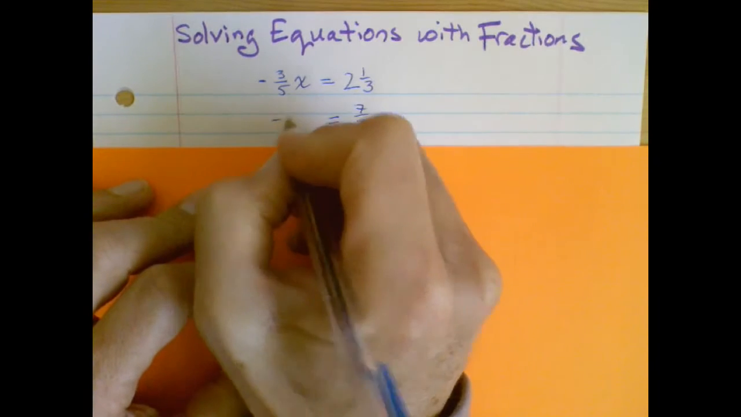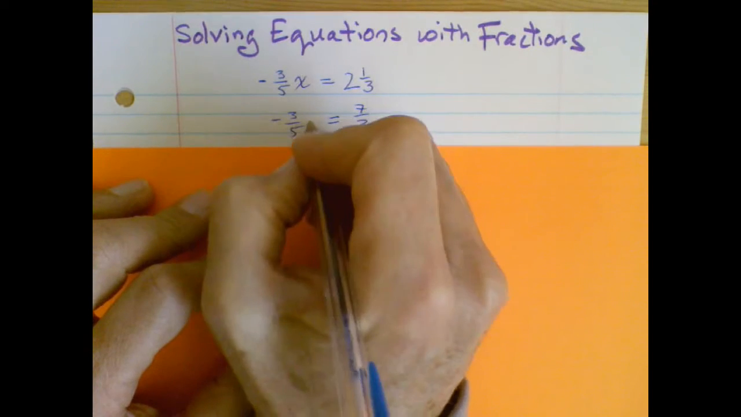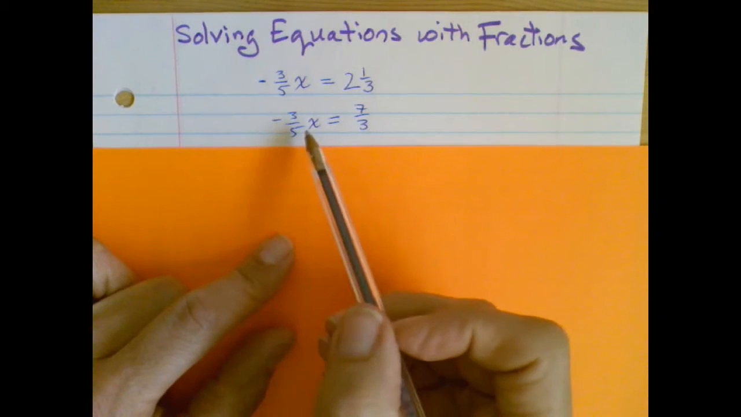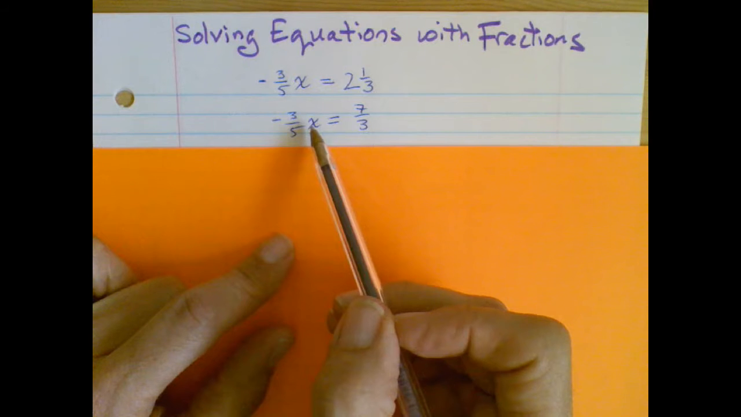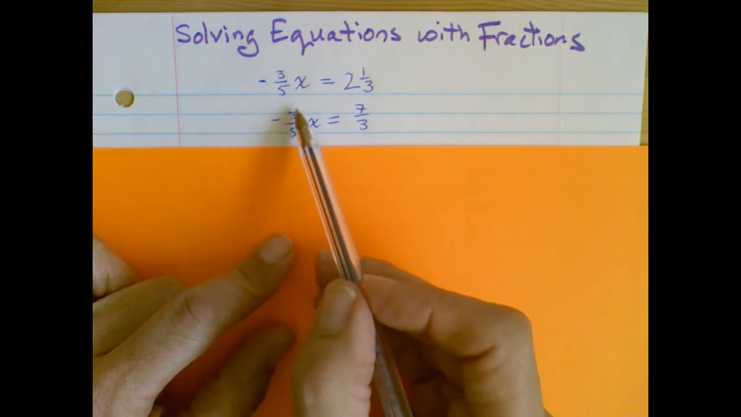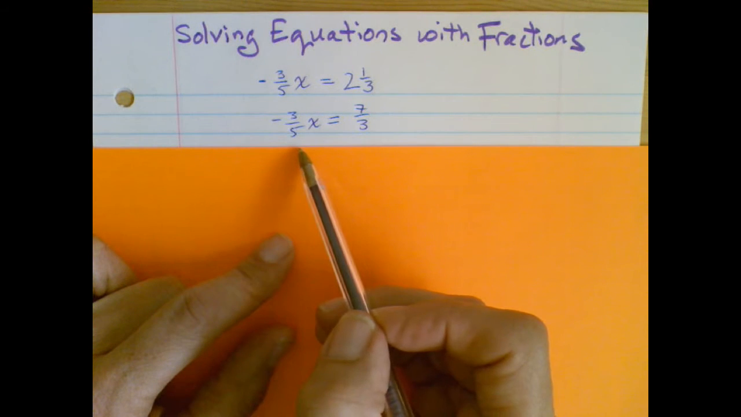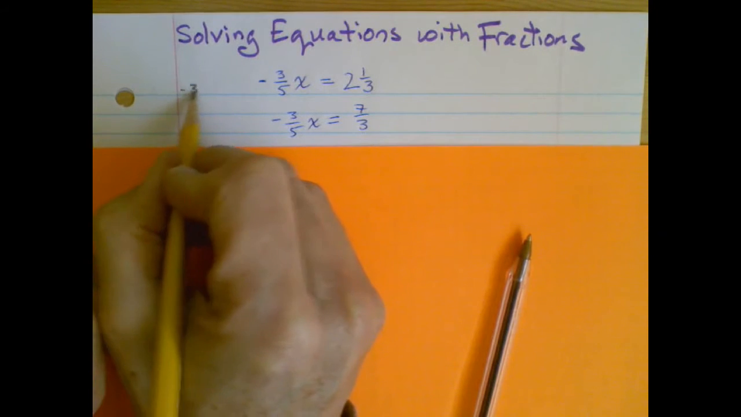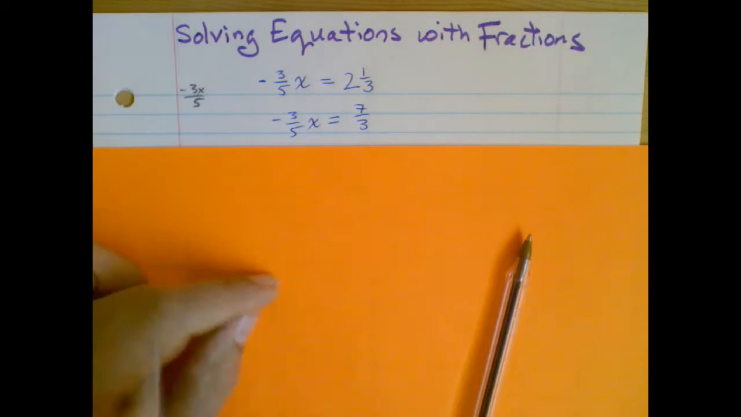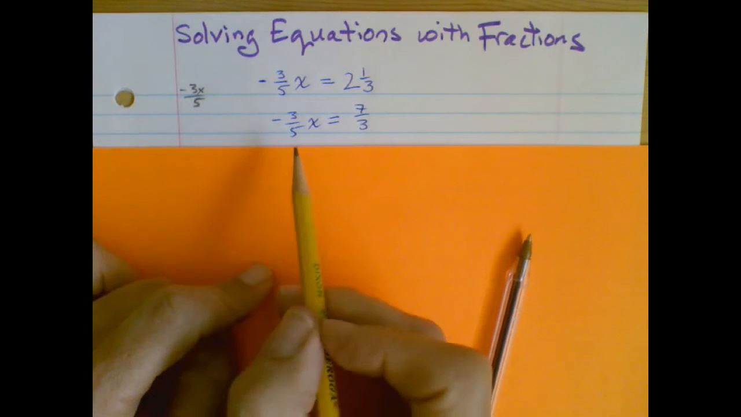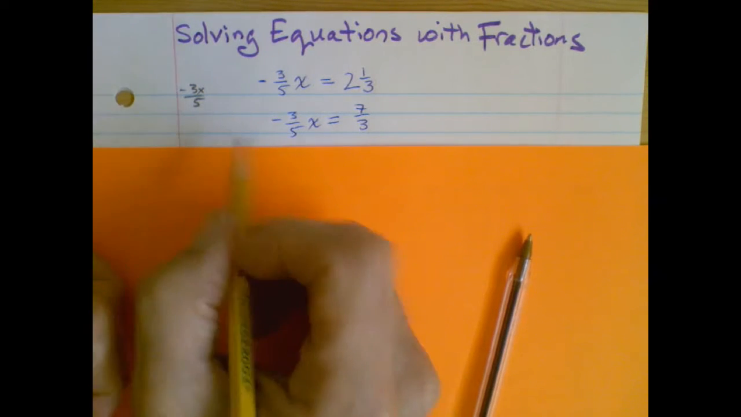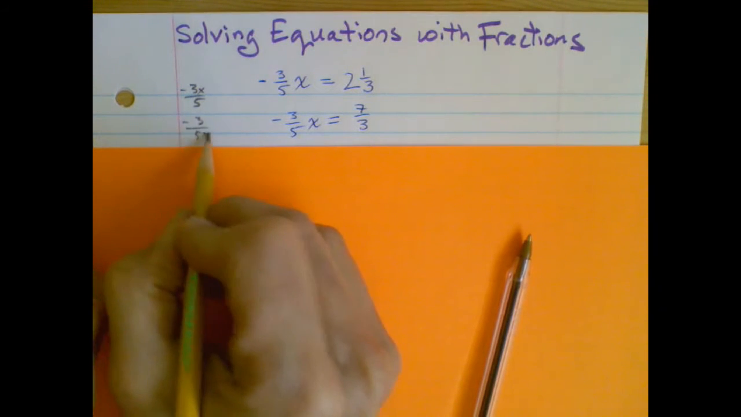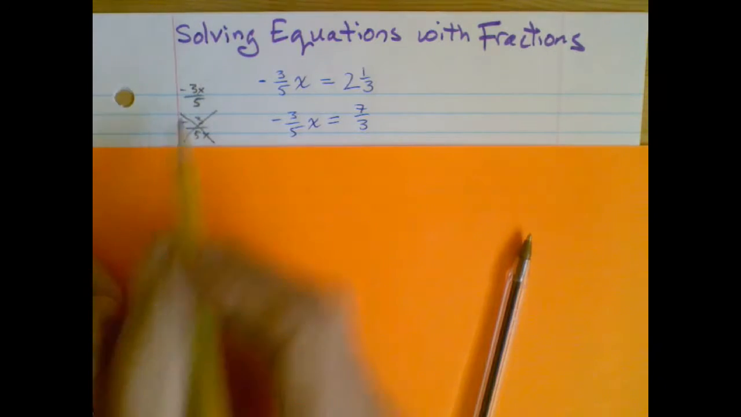On the left side, I have negative 3/5 x. We should also be very clear that negative 3/5 x can also be written as negative 3x over 5. That is, this is the same thing as negative 3x over 5, but it is not negative 3 over 5x. So this is okay. This, not okay. Don't do that.